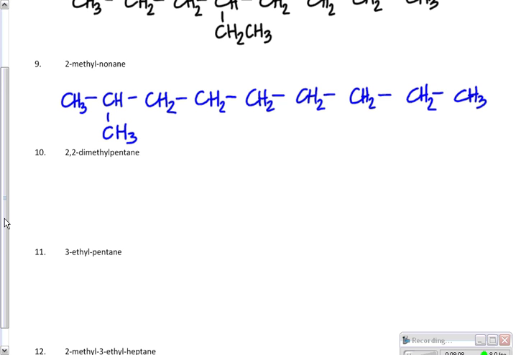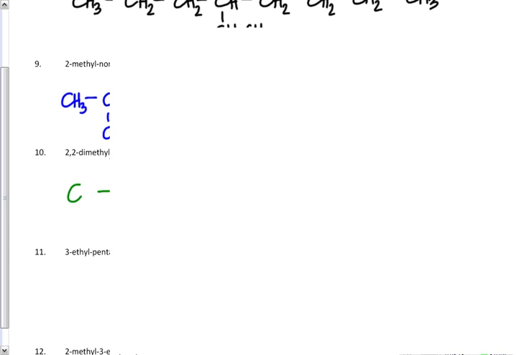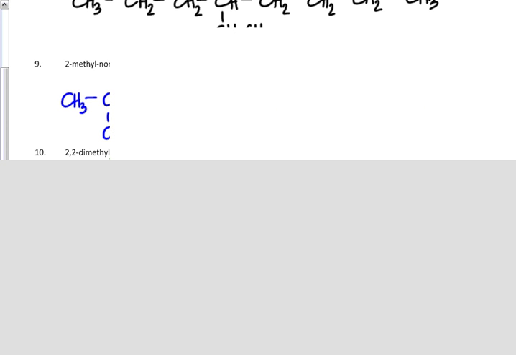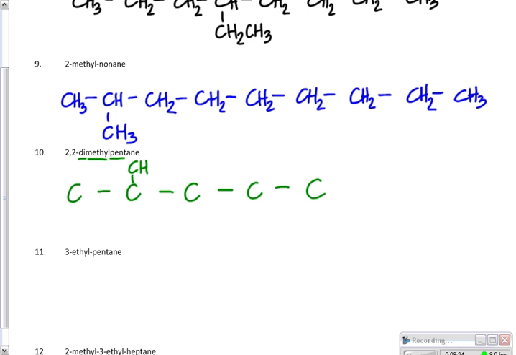So number 10, moving on to number 10, the parent is pentane. That's 5 carbons. And you have 2 methyl groups, dimethyl. That means there are 2 of them, and they both live on carbon number 2. So you have to put 1 up and 1 down, and then fill in the rest with your H's.